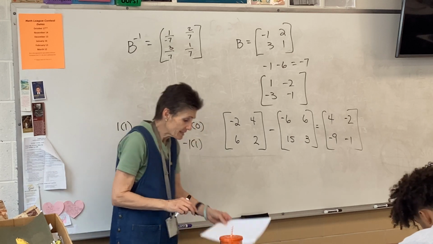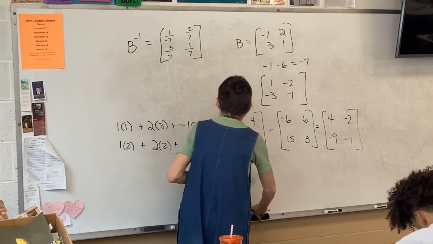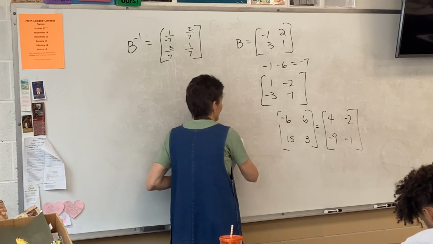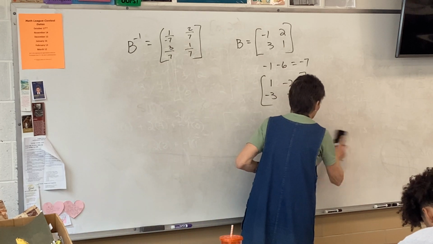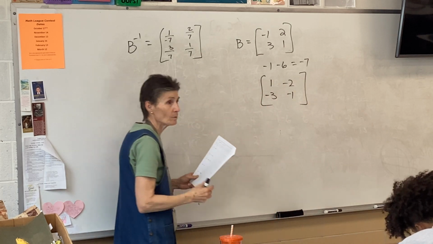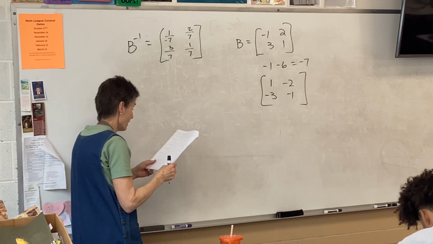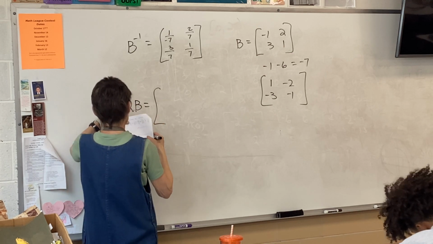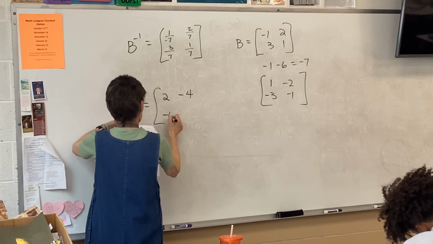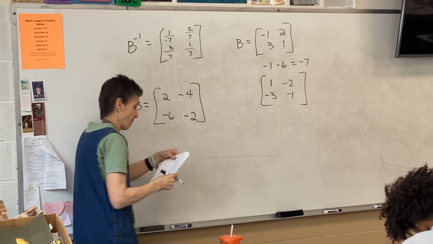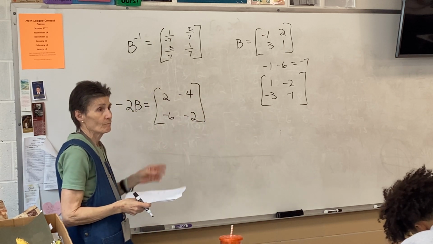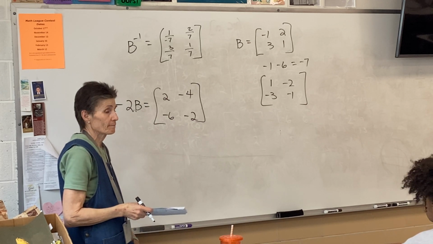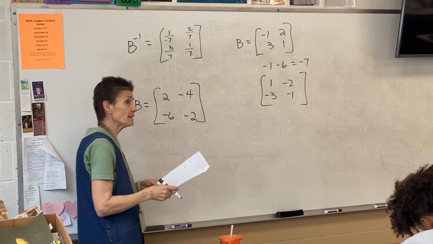All right, -2b. Can I do that? Yeah, you can always multiply by a scalar, always. So -2b will be 2, -4, -6, -2. Five seconds, done. And finally, BD.